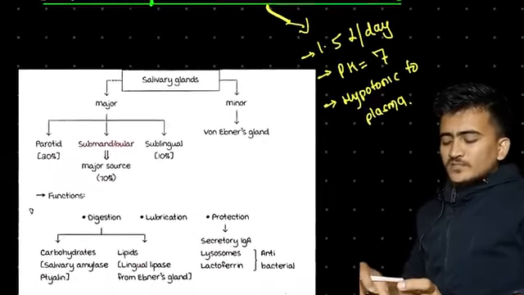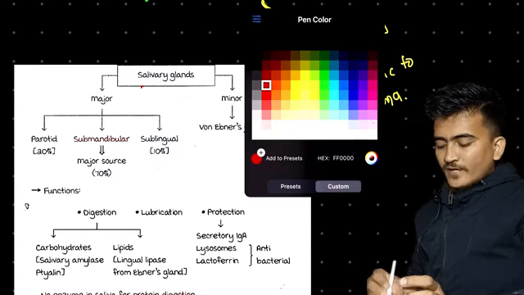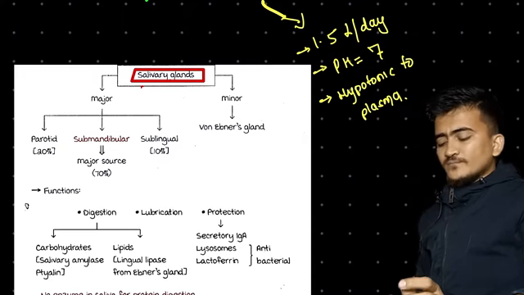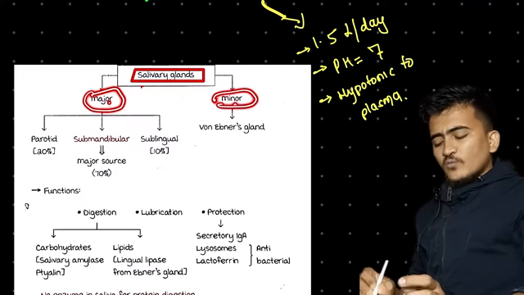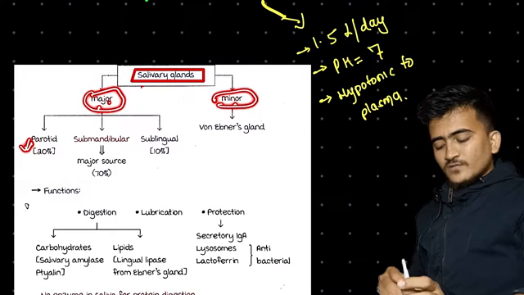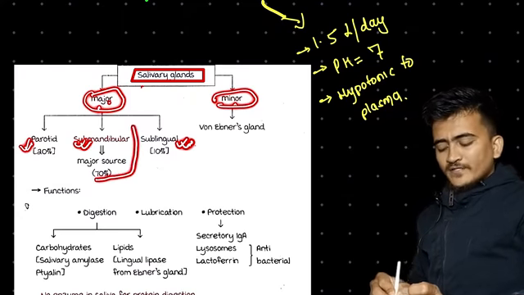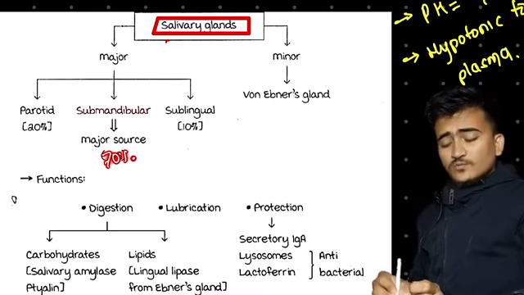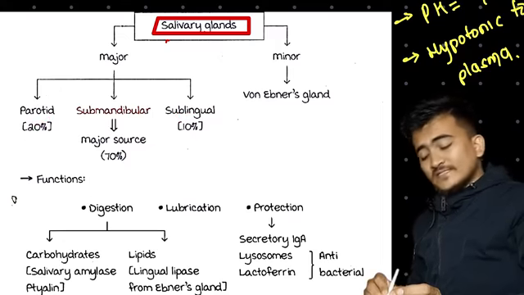Now, what is the source of salivary secretion? The main source is the salivary gland. There are two types of salivary gland: major and minor. The major salivary glands are parotid, submandibular and sublingual. The maximum source of saliva is the submandibular gland, which provides about 70% of total saliva. Parotid provides 20%, and sublingual provides 10% of secretion.